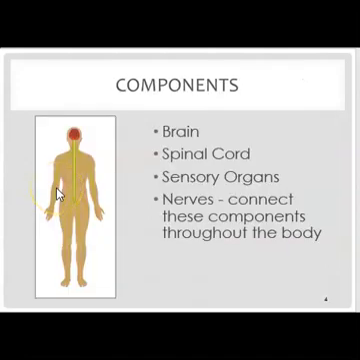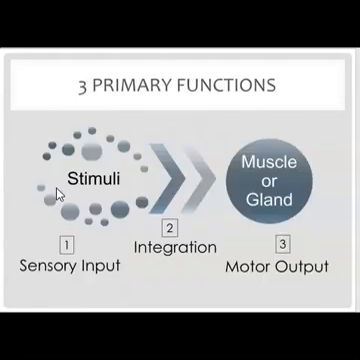The nervous system is made of your brain and your spinal cord, also your sensory organs, so eyeballs, ears, thermoreceptors, pain receptors, and then nerves. These are going to connect all of the different components of the nervous system together throughout the body. The primary function is three things: sensory input, integration, and motor output. And we talked about this way back in week 1 when we talked about the mechanisms of homeostasis.